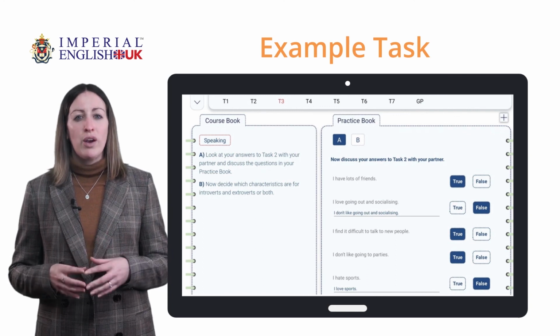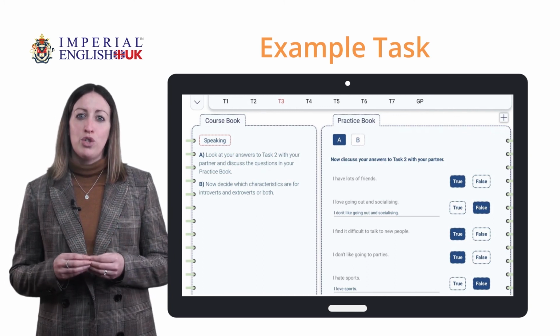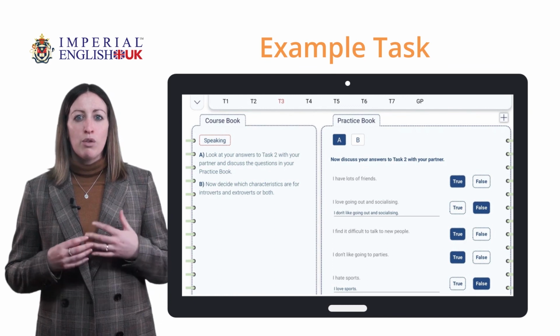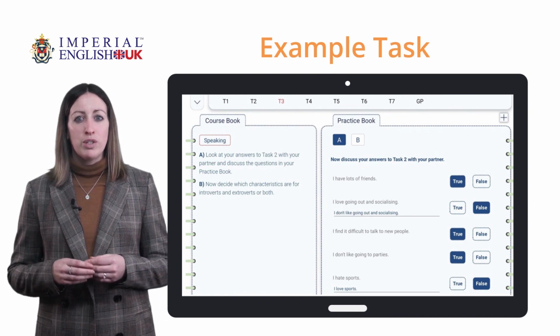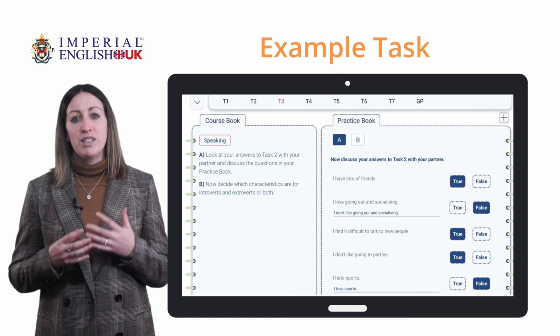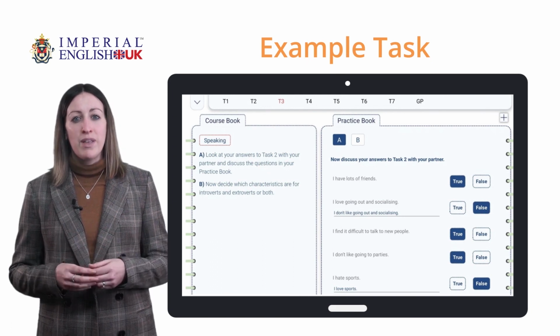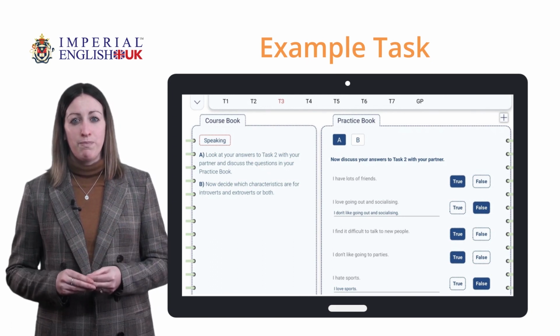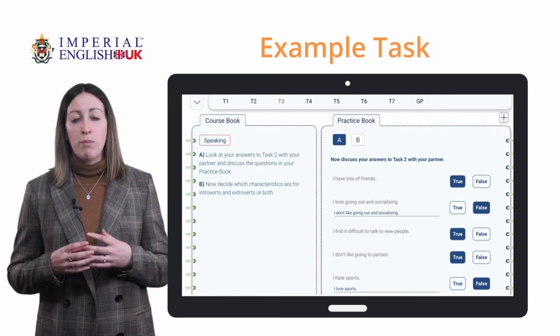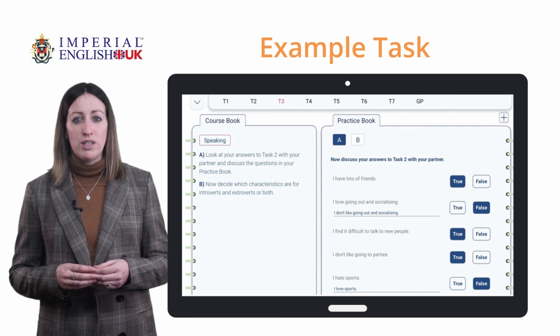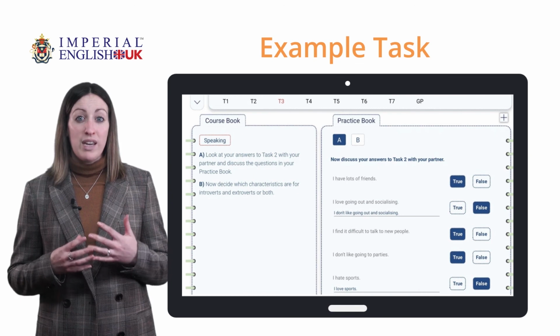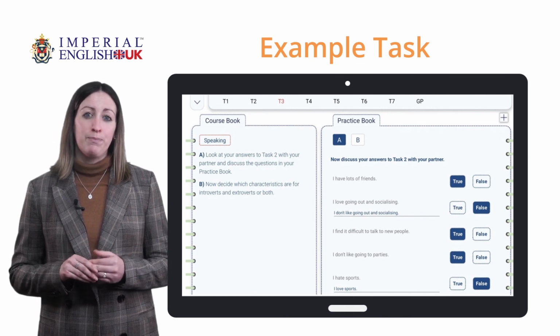Remember not to rely on the IRF approach too much. Throughout the Imperial English UK course, do not forget the importance of the teacher as the facilitator and the need for advanced preparation. The teacher should think through the possible language forms and functions that the students might use or need to use when participating.